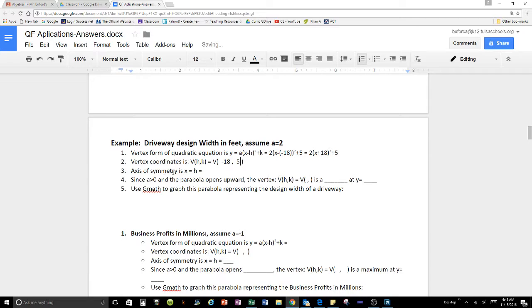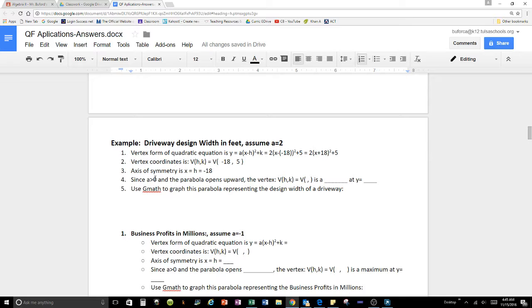We know the axis of symmetry is the value of x that splits the parabola in half, and that occurs at x equals h, and h is equal to minus 18. Remember, that's the value of x that splits the parabola right in half.